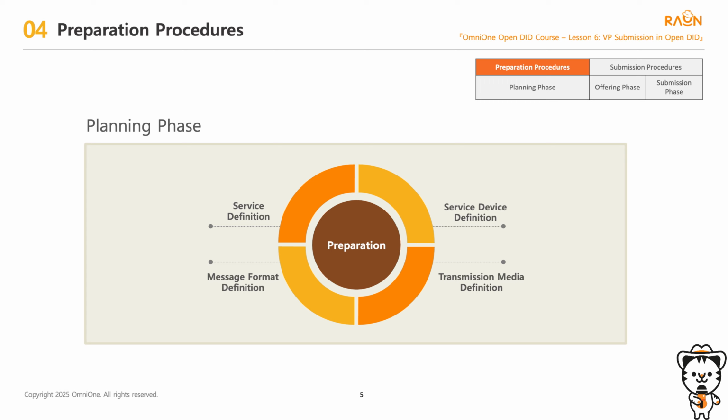First up is the preparation procedures. This is where the necessary planning for VP submission is done beforehand. These are tasks performed in advance by the verifier, or the verifying entity. This can be broken down into four main parts: service definition, service device definition, transmission media definition, and message format definition. These terms might seem a bit difficult at first, but as we go through them one by one, you'll find them easy to understand.